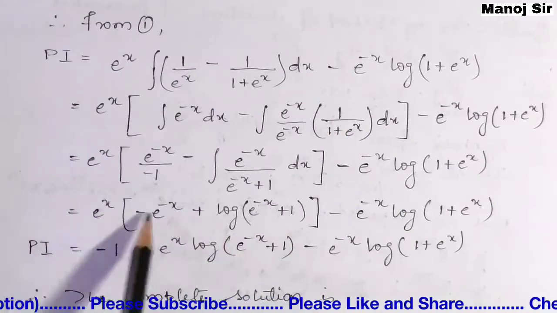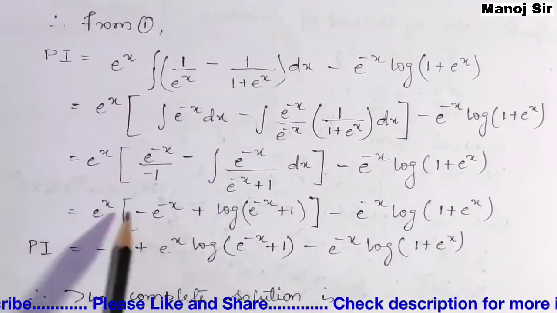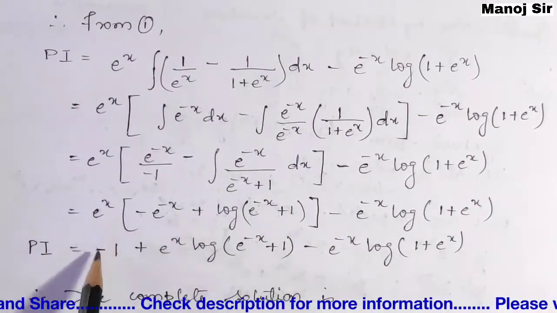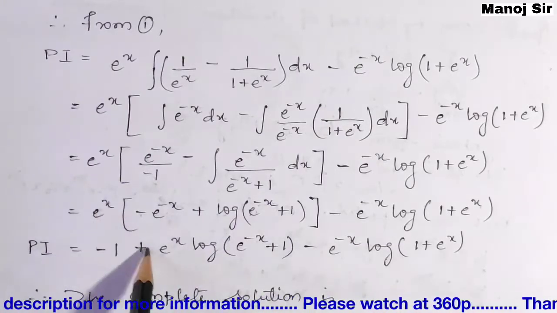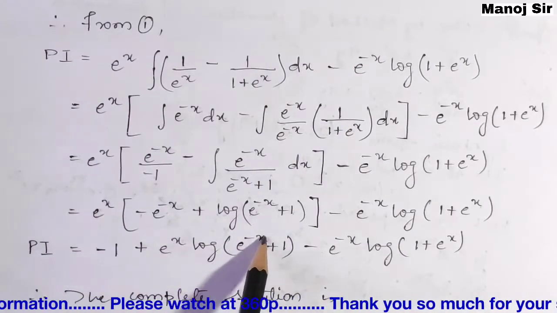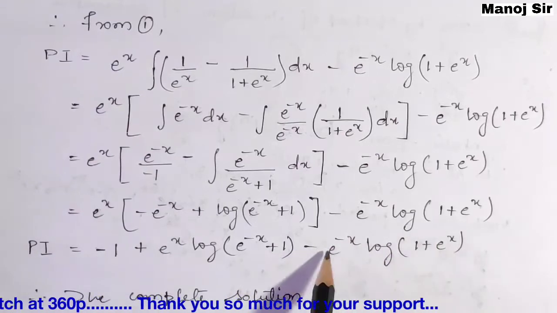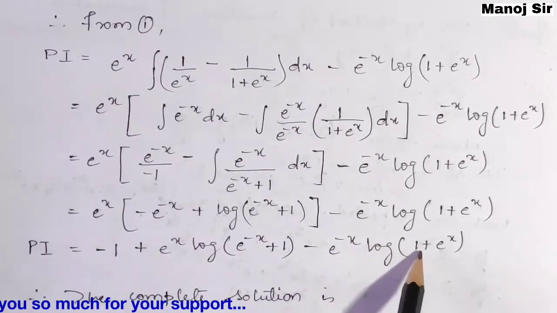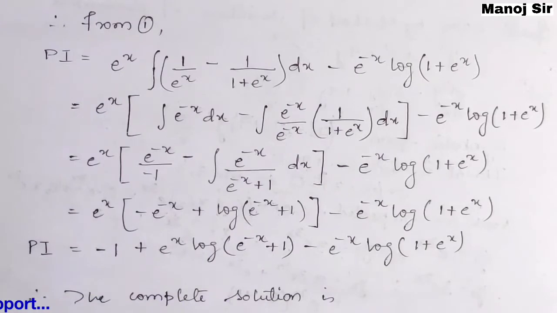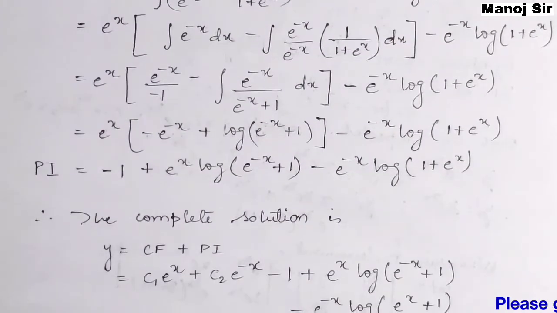Now if you open this bracket, that is this into this, that is minus 1, because this into this will get cancelled. What is left is minus 1. This into this, that is plus e to power x log e to power minus x plus 1, and this is as it is, that is minus e to power minus x log 1 plus e to power x. So what is the complete solution?